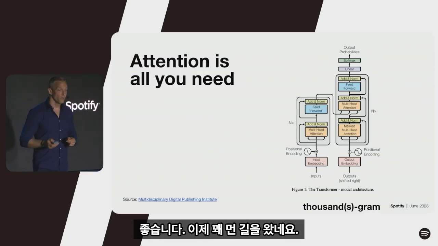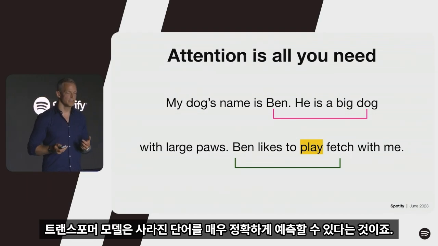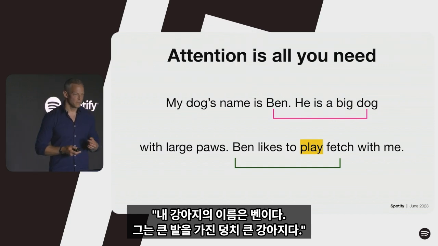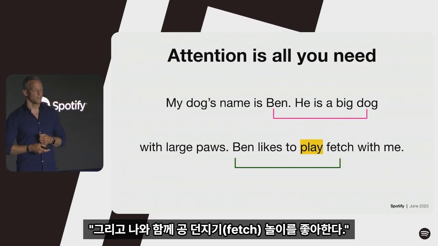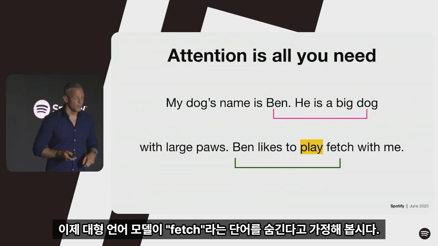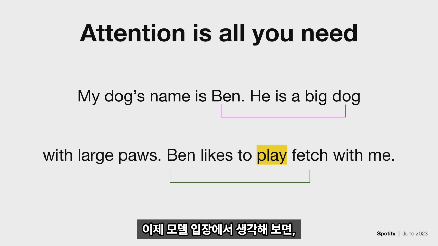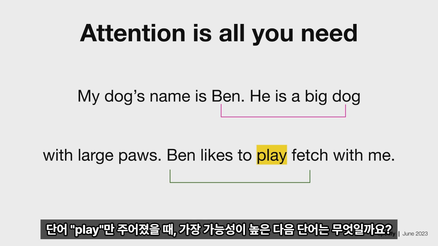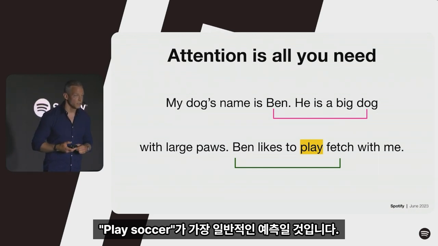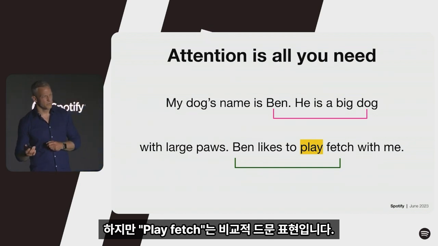All right, so now we've come pretty far. Now we have this thing that is very good at guessing the missing word. So let's take this sentence, for example. My dog's name is Ben. He's a big dog with large paws. Ben likes to play fetch with me. Let's say that the large language model tries to hide the word fetch. So it is on the word play, and it's supposed to guess the next word. Well, you can imagine in a model where you just get the word play, the best guess would maybe be play soccer. It's the most common on the internet. Play basketball, maybe. Play fetch is pretty uncommon.